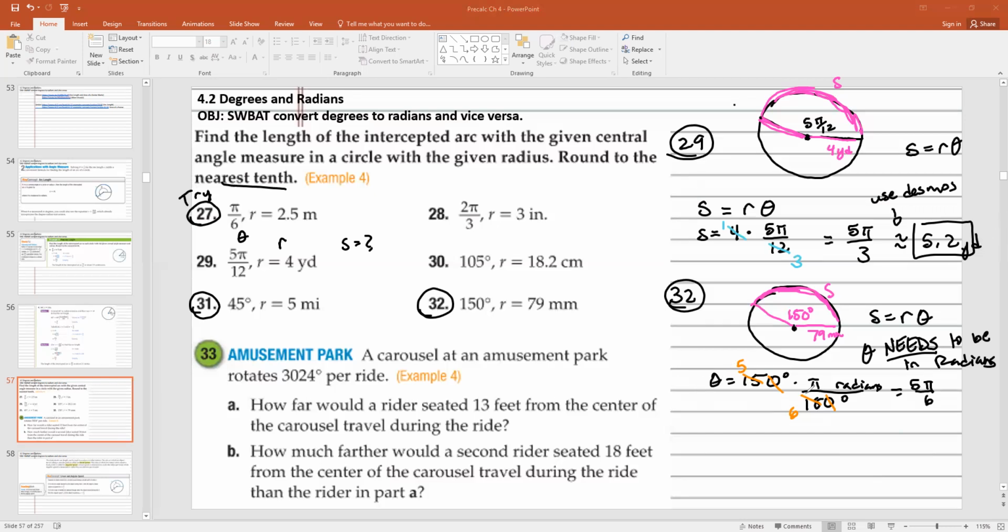All right, so convert theta to radians first, 5 pi over 6. Let's leave it at 5 pi over 6.